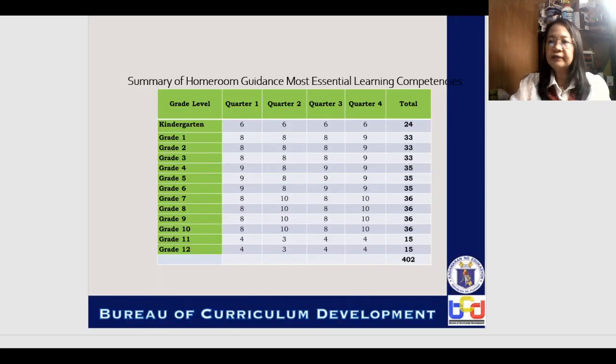Finally, on this slide is the summary of the homeroom guidance most essential learning competencies per grade level. So we have a total of 402 most essential learning competency. So the final outcome is holistically developed learners who are functioning well and equipped with life skills through homeroom guidance curriculum, especially during the pandemic.